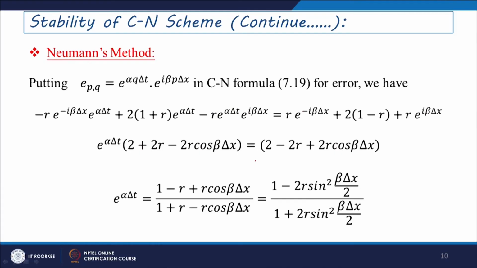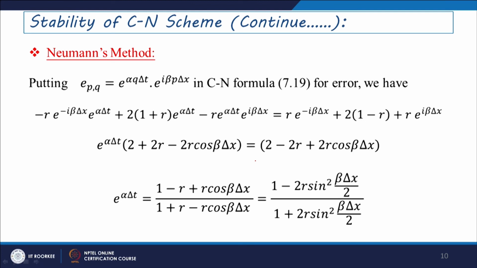If you go for Neumann's method here, which we have already discussed, we have to consider the error coefficients in the form of e to the power alpha q del t into e to the power I beta p delta x. And if you put this in the error formulation, since our coefficients are taking the form of minus r.